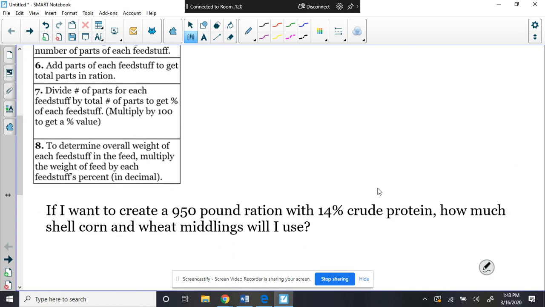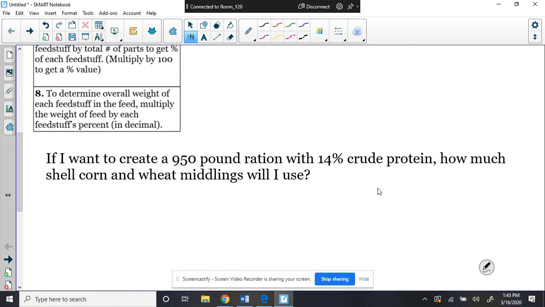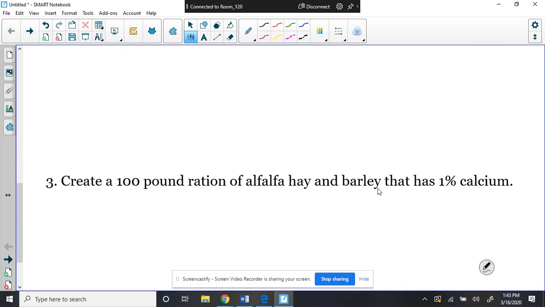Question number 2, if I want to create a 950-pound ration with 14% crude protein, how much shell corn and wheat middlings will I use? And question 3, create a 100-pound ration of alfalfa hay and barley that has 1% calcium.